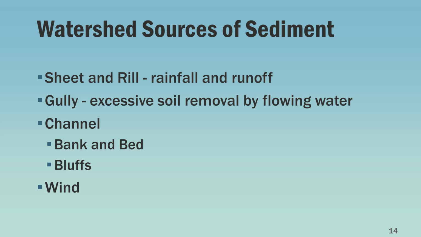Bluffs are a special case of channel erosion, which consists of mass slumping of sections of bank into the channel and are a function of soil composition and moisture content. Wind erosion is the detachment, transport, and deposition of soil by wind. This can be significant in certain parts of the world, think Grand Canyon.